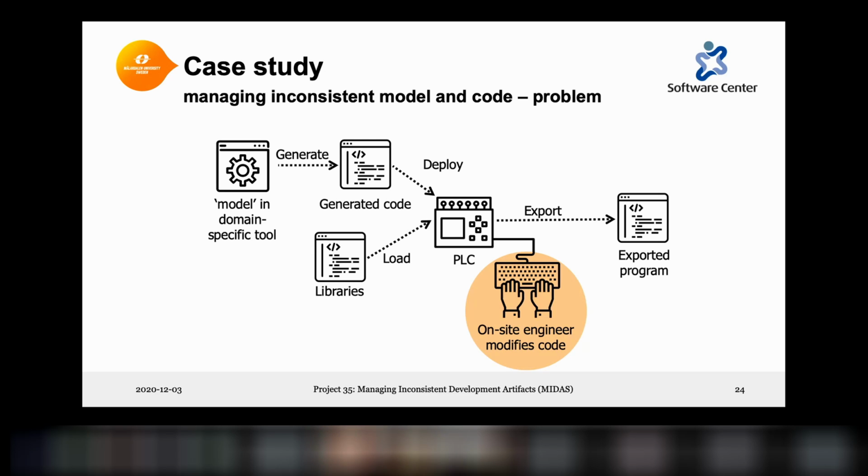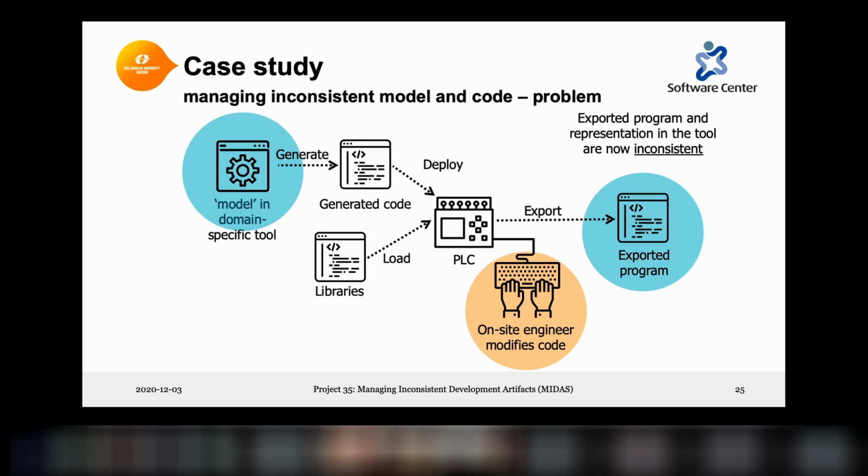And what now is exactly the problem is that this exported program and the representation in the tool, this model in the domain-specific tool, are now inconsistent because of the changes that are made by the on-site engineer. And the question is, how can we synchronize these things? How can we bring back the changes that are made on site from this exported program and put them back into this model in the domain-specific tool?